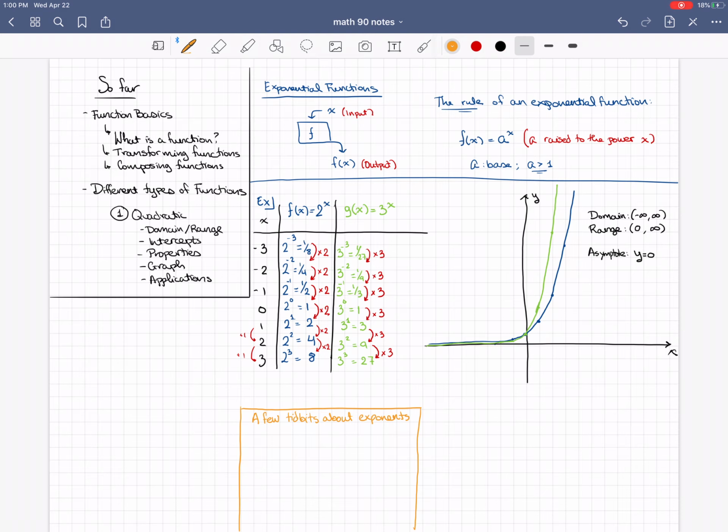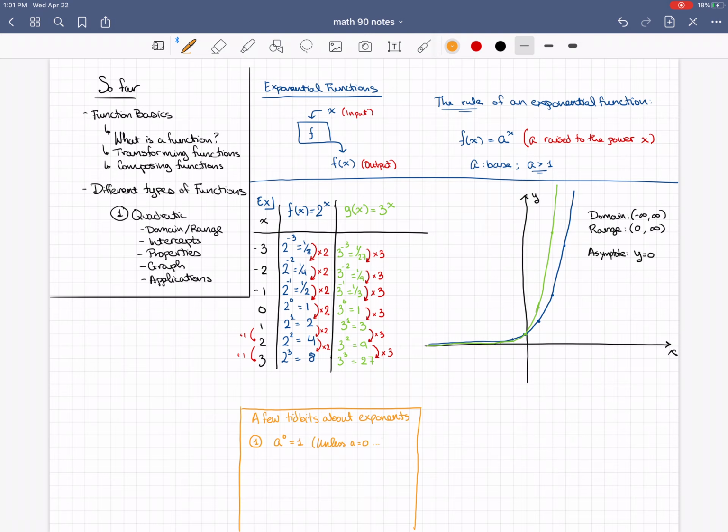Okay, so I'm going to spend the last few moments of this video summarizing a few things. So number one, a few tidbits about exponents. A to the power 0 is equal to 1. I should say here, unless a is 0.